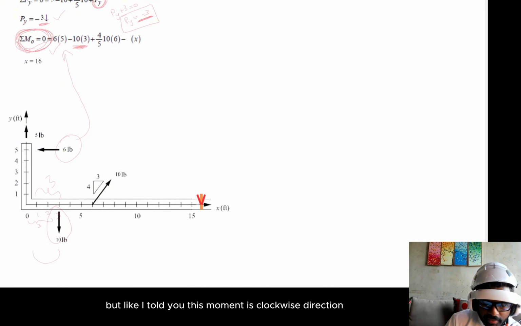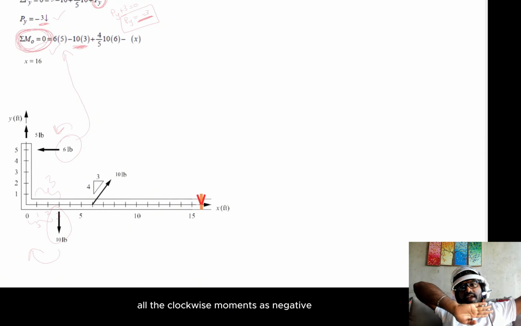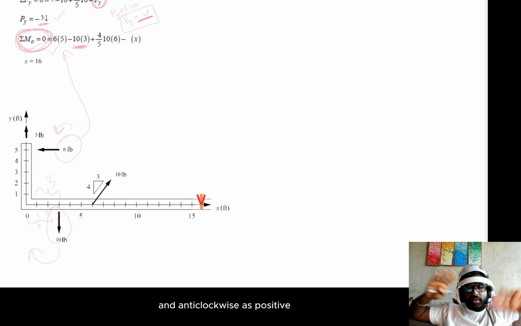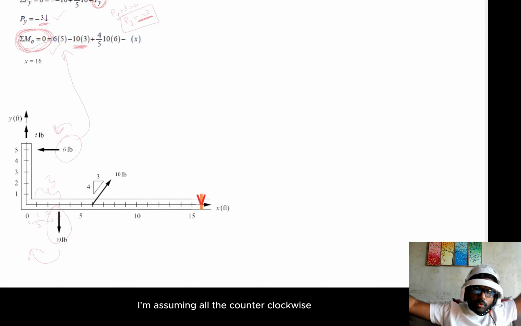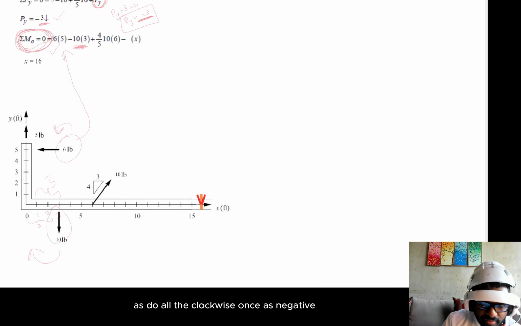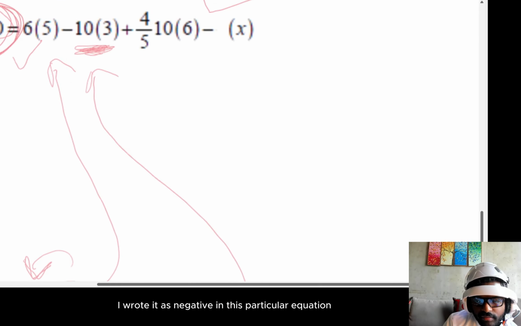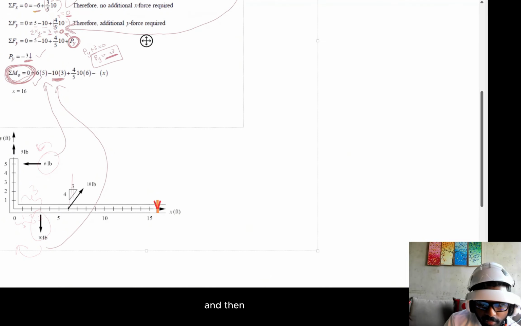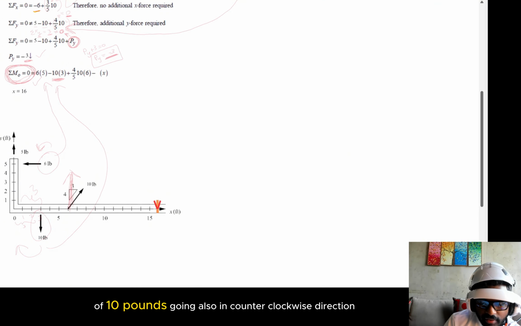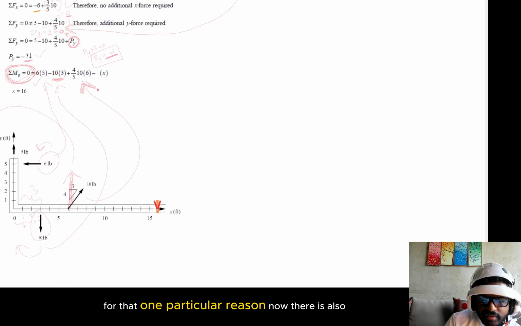But like I told you, this moment is in the clockwise direction and this moment is in the anti-clockwise direction. You can either denote all the clockwise moments as negative and anti-clockwise as positive, or vice versa. In this particular problem, I am assuming all the counterclockwise moments as positive and all the clockwise ones as negative. That's why, since this 10 times 3 is a clockwise moment, I wrote it as negative in this equation. Then we have the y component of this particular force of 10 pounds, also going in the counterclockwise direction, so this moment is written as positive.